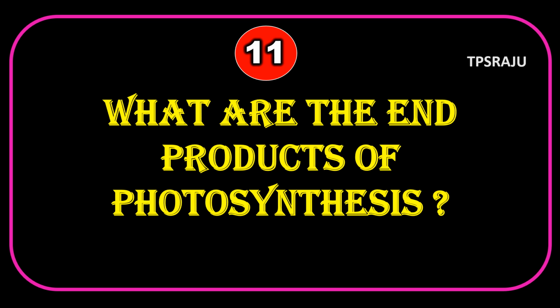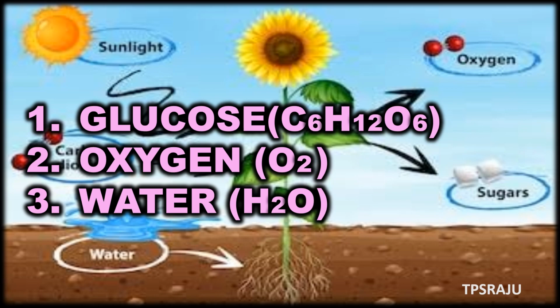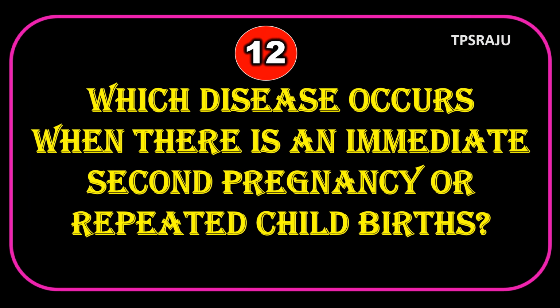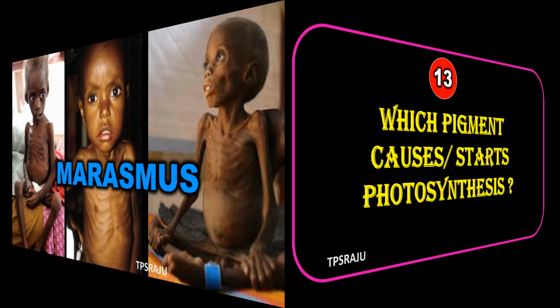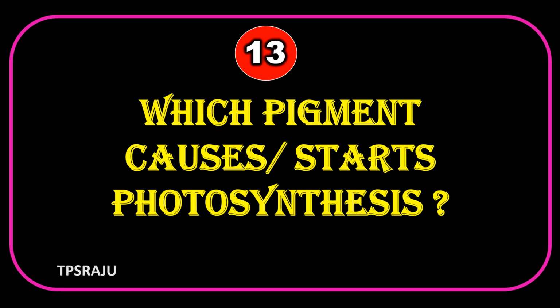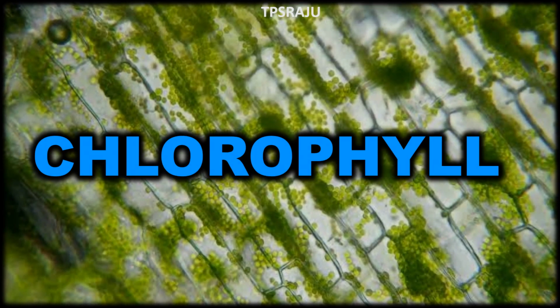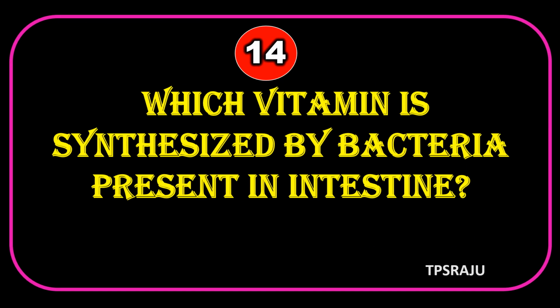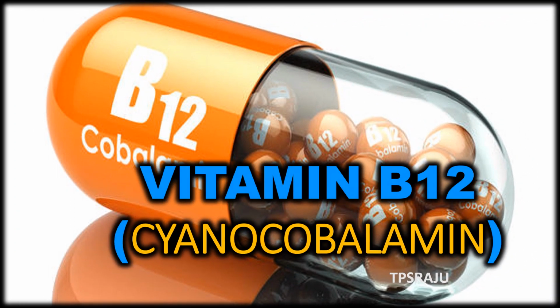What are the end products of photosynthesis? Glucose, oxygen, and water. Which disease occurs when there is an immediate second pregnancy or repeated childbirths? Marasmus. Which pigment starts photosynthesis? Chlorophyll. Which vitamin is synthesized by bacteria present in intestine? Vitamin B12, cyanocobalamin.